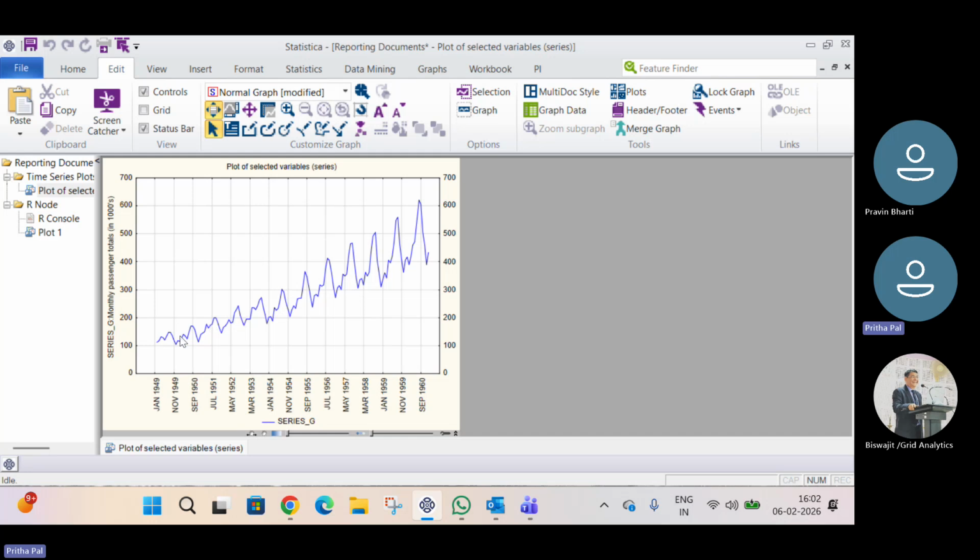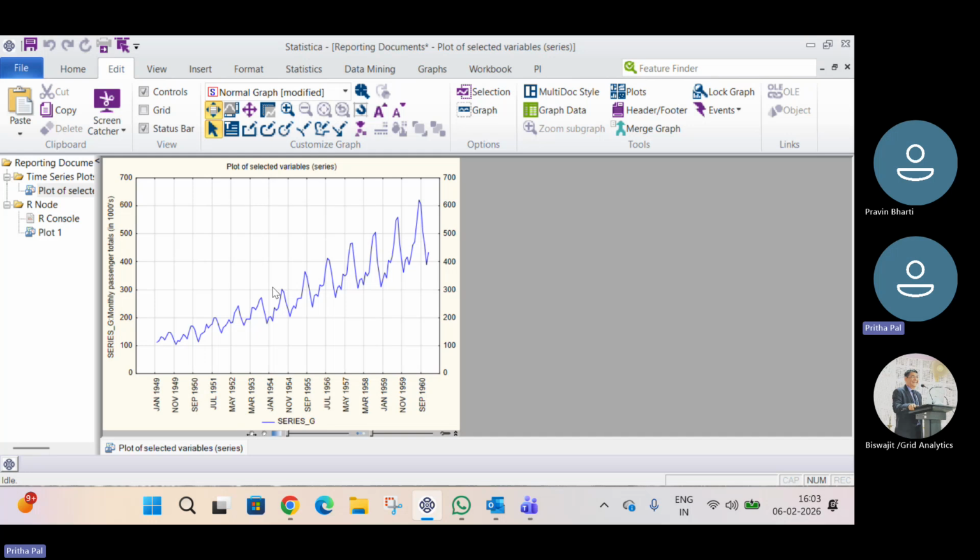Next, we observe a repeating pattern every year where peaks and troughs occur at similar months across years. Now, if we keep the mouse pointer here, we can very well see that between January 1949 to November 1949, in the middle of the year, the peaks are high. So in the summer months, the passengers are more, and at the beginning or the end of the year, like in the month of November, the passengers are less. So this indicates a seasonality with a fixed periodic pattern.